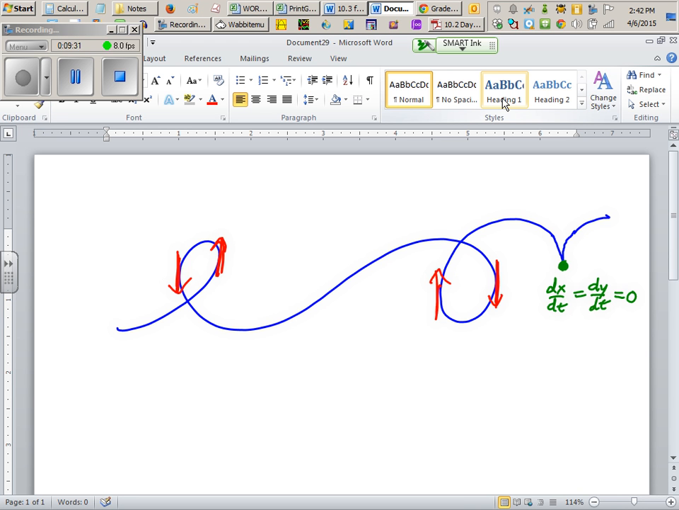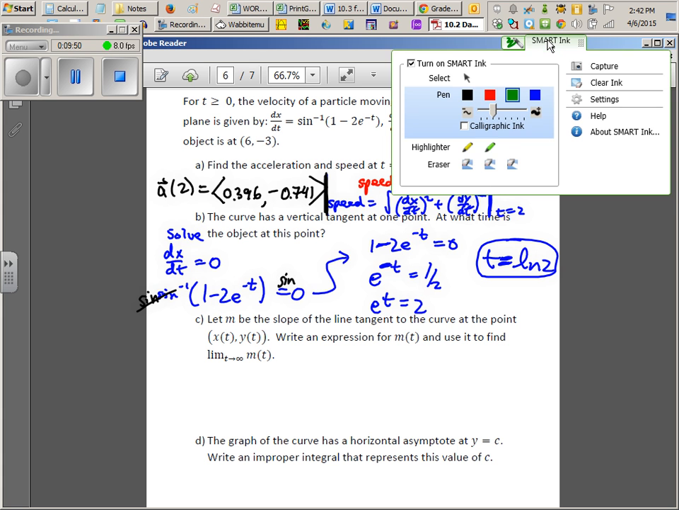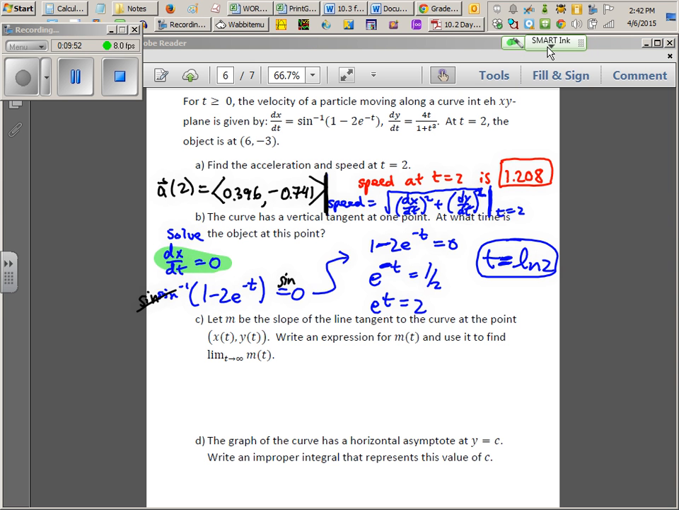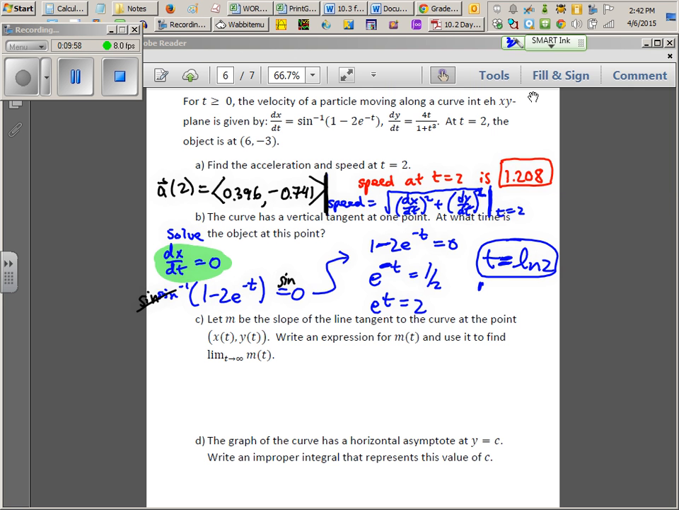Okay, so I just want to verify one little thing, that dy/dt is actually non-zero. I don't want this kind of stopping point. So I'm going to go back and just double check that real quick. Okay, so this is what I was just looking at. And I believe that at t equals ln 2, my horizontal velocity has ceased. It is 0 for that instant. I want to show that dy/dt is non-zero at that instant. So I want to make a little note.